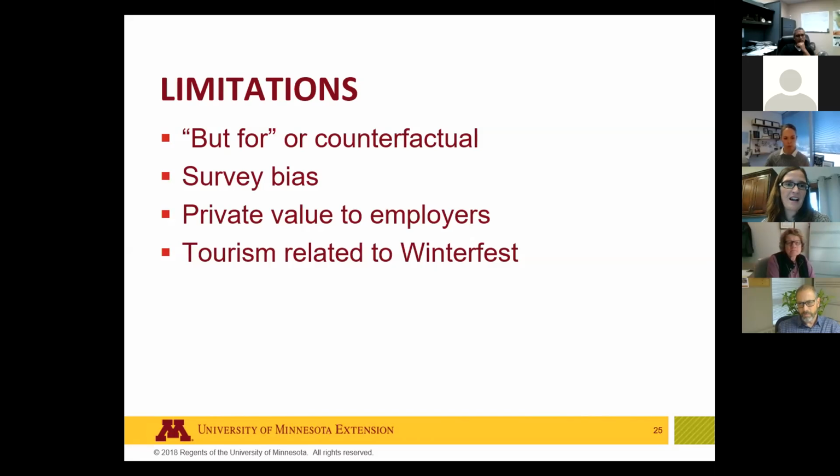As I mentioned, we didn't talk about the private value to the employers. And then we also didn't get real deep into analyzing the tourism-related piece of Winterfest. So if someone said to you, I want to analyze the economic impact of Winterfest, you would certainly go out and figure out how much people are spending when they come into the community to attend this event. You would do a lot deeper analysis than we did for what we were working on in this parameter, but certainly that could be a whole other study of its own. Scott, if you want to.